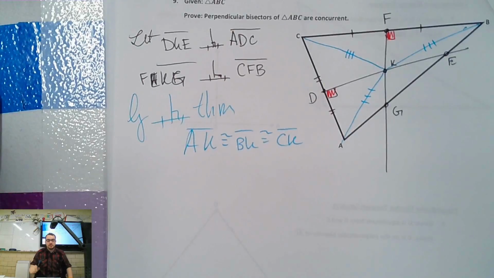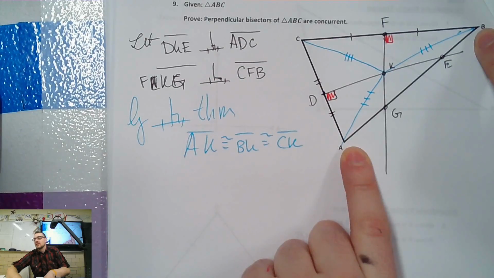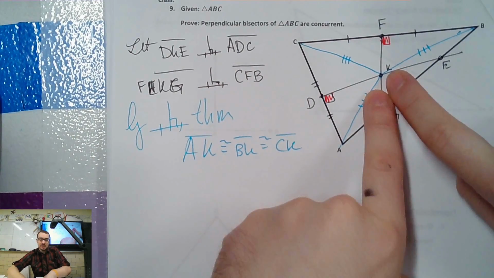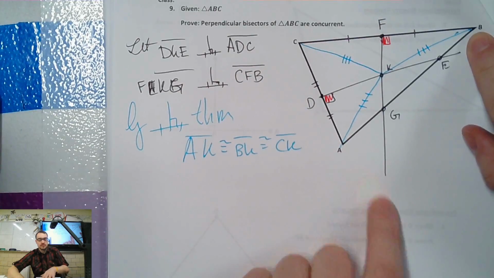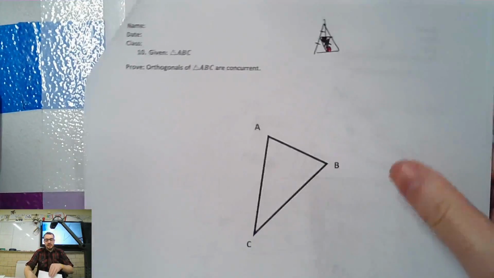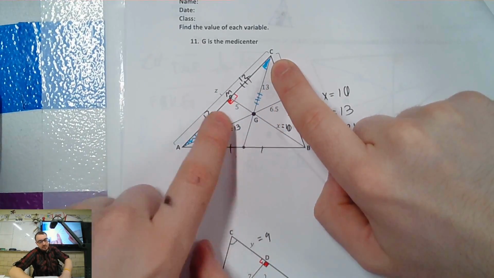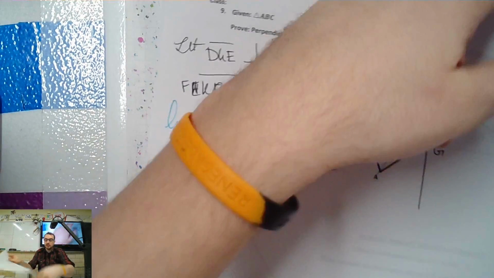Now, here's the magic. The converse of perpendicular bisector theorem says, if you're equidistant to a segment's endpoints, then that point must be on what? Oh, perpendicular, right? If a point is equidistant to the endpoints of a segment, it must be on the perpendicular bisector, right? That's perpendicular bisector theorem converse.